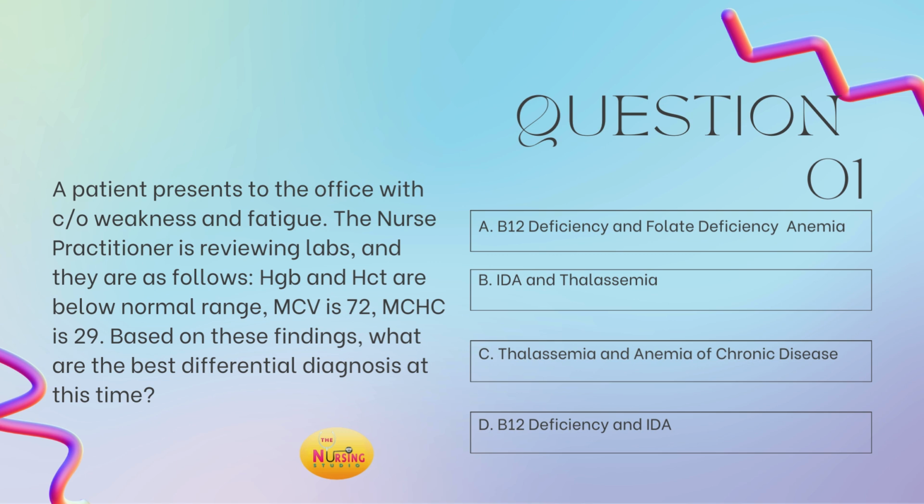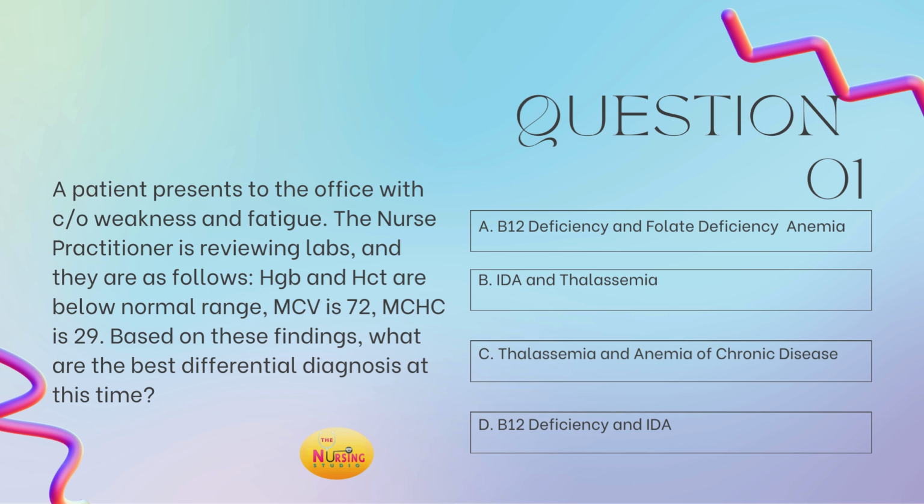All right, you guys. So, I always recommend reading the stem of the question first so it allows you to slow down and truly answer what is being asked. So, here the stem of the question states, based on these findings, what are the best differential diagnoses at this time? All right, and you know my rule. If we are trying to find a diagnosis, we need to run it back and see what the assessment findings showed, right? So, this patient came in complaining of weakness and fatigue. The nurse practitioner is reviewing labs, hemoglobin and hematocrit are low, so we're thinking some type of anemia. And the weakness and fatigue follows suit of what we would think with someone with anemia, right?